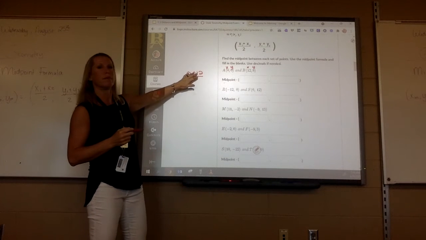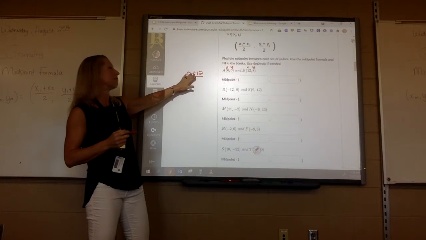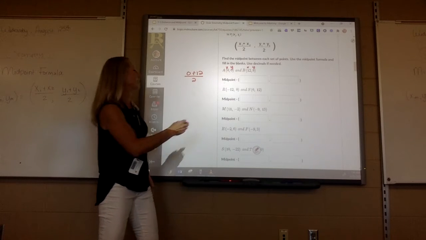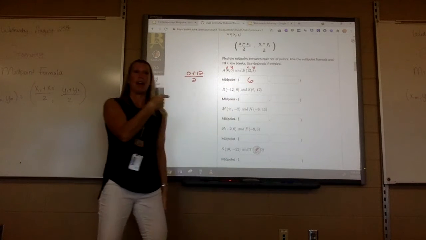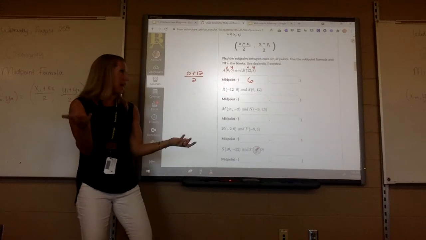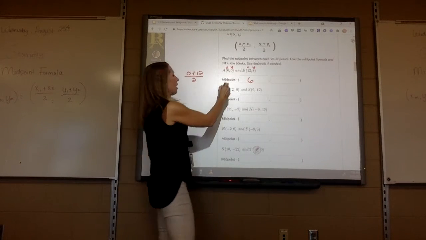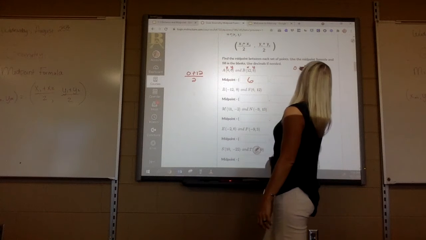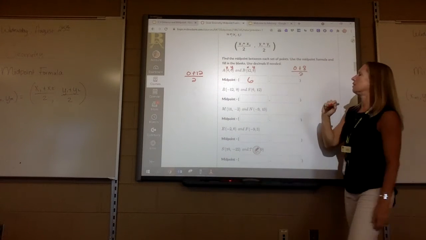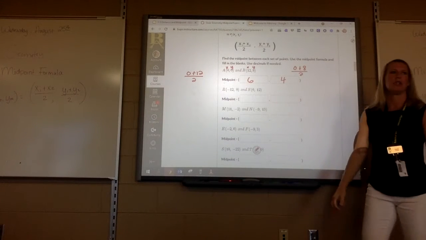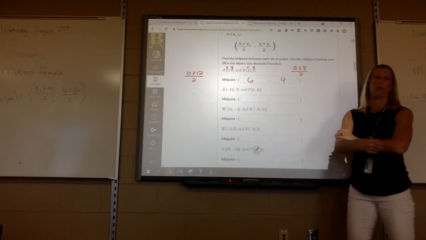0 plus 12? I don't know. What's 12 divided by 2? 6. Don't forget the dividing by 2 part. That's a common mistake, to accidentally forget to divide by 2. And then you do the y. 0 plus 8, which is 8, divide by 2, which is 4. So you'll put 6 in the first blank and 4 in the second blank.